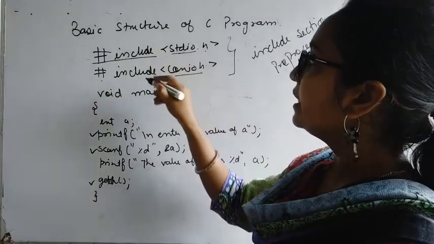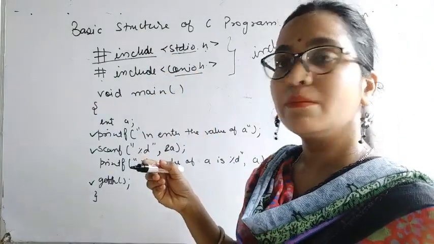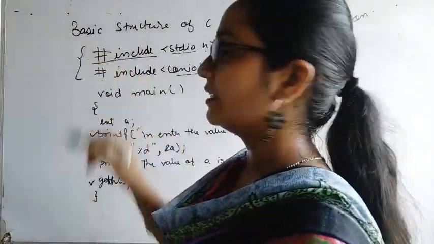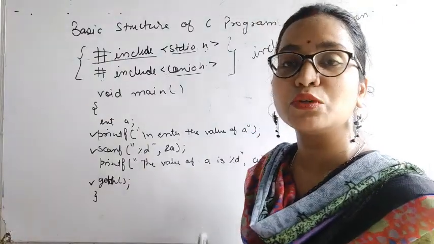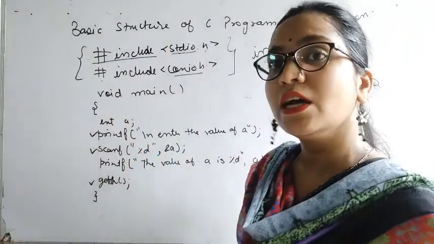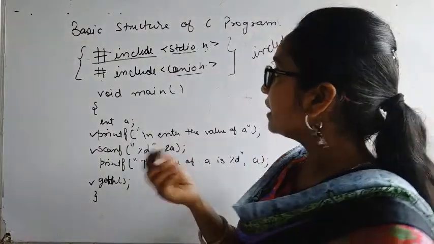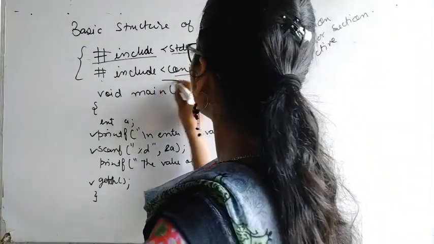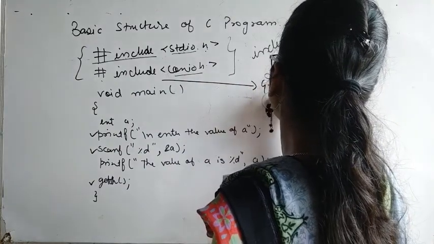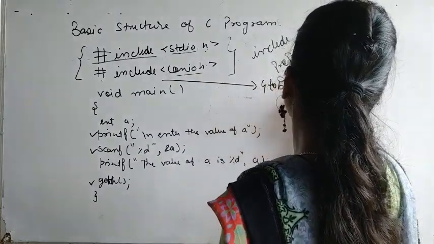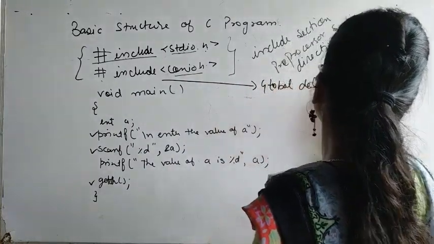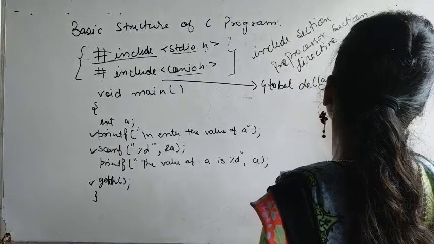This section depends upon your program, but this section is compulsory because you need some input and output statements, that is printf and scanf. Thus it is a compulsory section in your C program. After this there comes a section that is called the global declaration section.